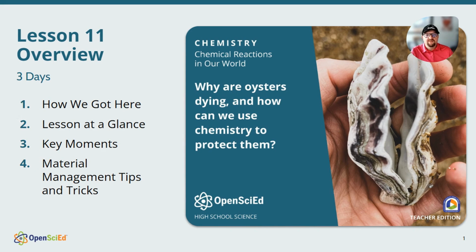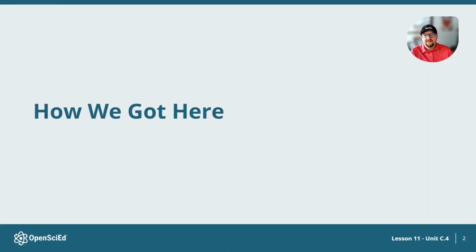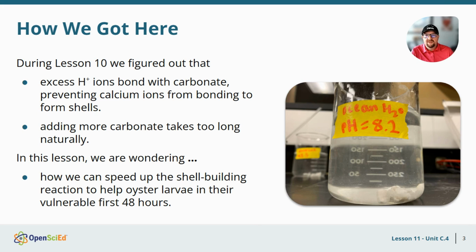In Lesson 11, we investigate how changing conditions like temperature and concentration can speed up the reaction that forms calcium carbonate. Let's anchor where we are in this unit's instructional storyline prior to jumping into Lesson 11. Coming out of Lesson 10, students figured out that excess hydrogen ions in acidified ocean water bond with carbonate, leaving calcium left out in the cold and unable to build shells.